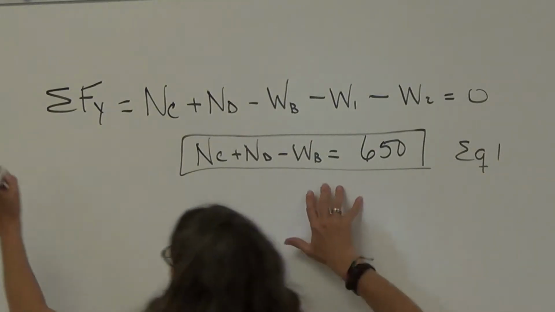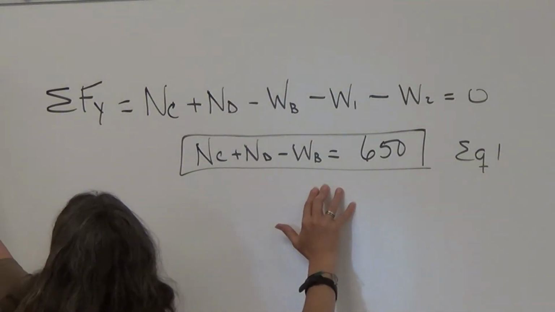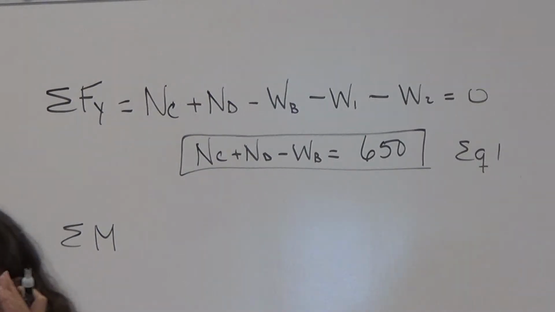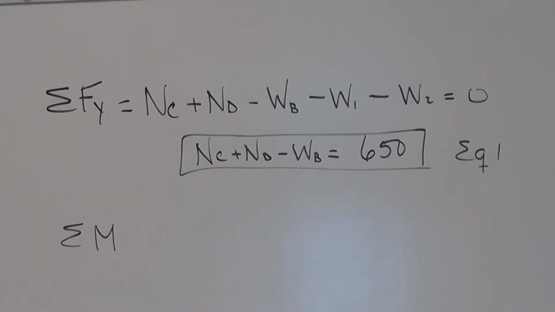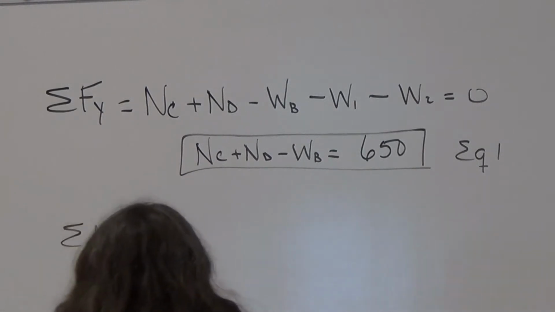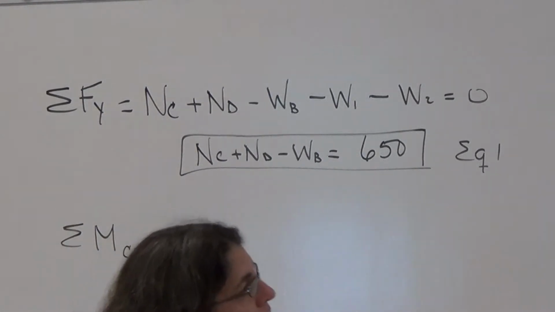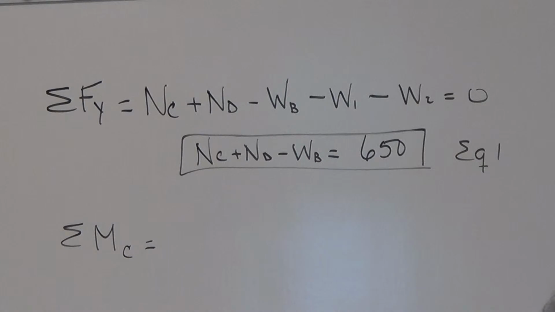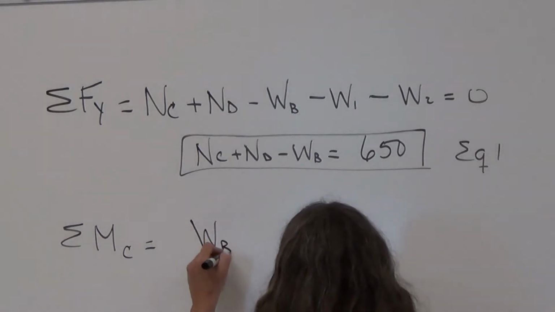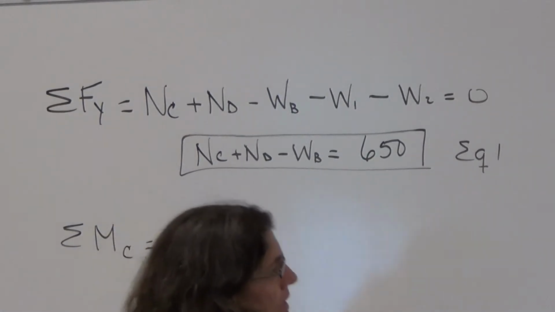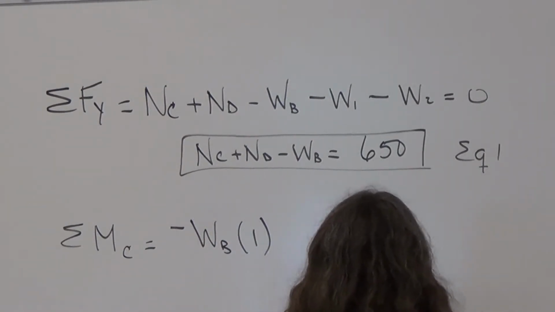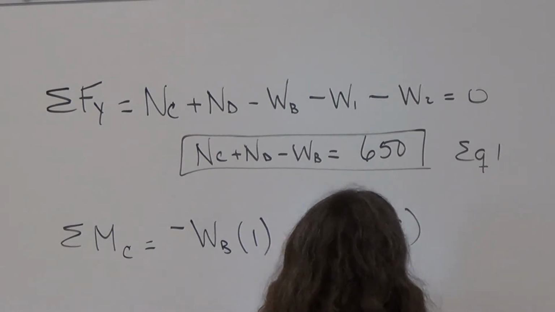So we're really analyzing it right now just for sliding. And we already learned that the sum of the forces in the x doesn't really help us. So we have to do a sum of the moments about a point. Let's do the sum of the moments about C, which is on the left. BJ, why don't you walk me through that? Sum of the moments about C. So WB times 1, positive or negative? Negative. And then ND times 8, positive.